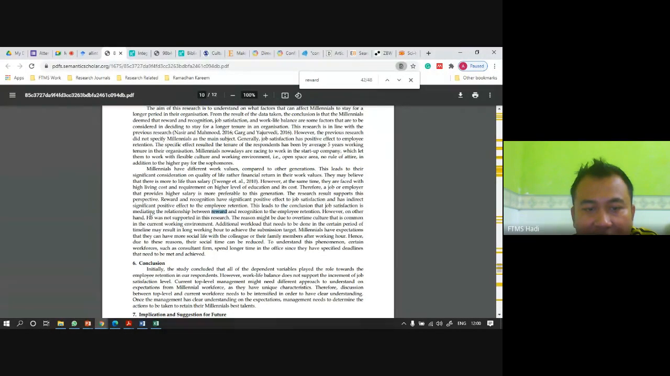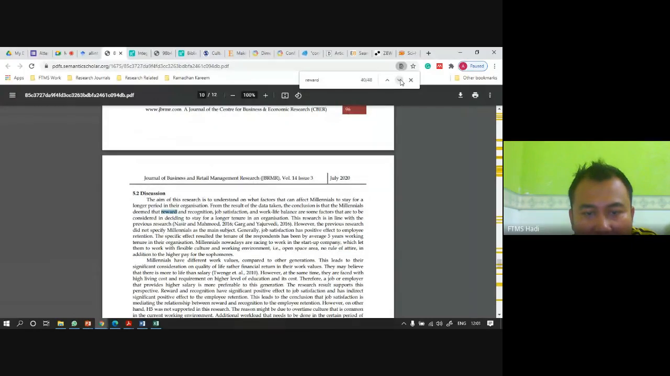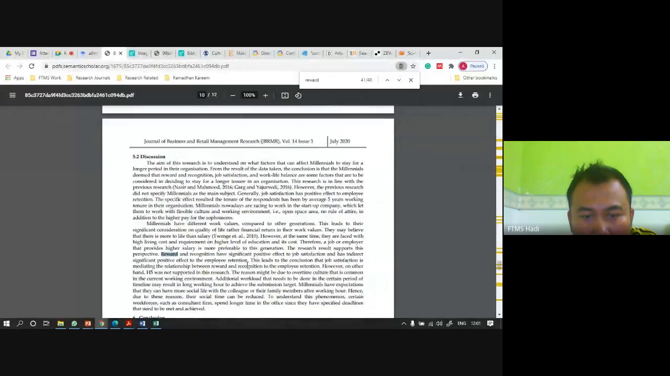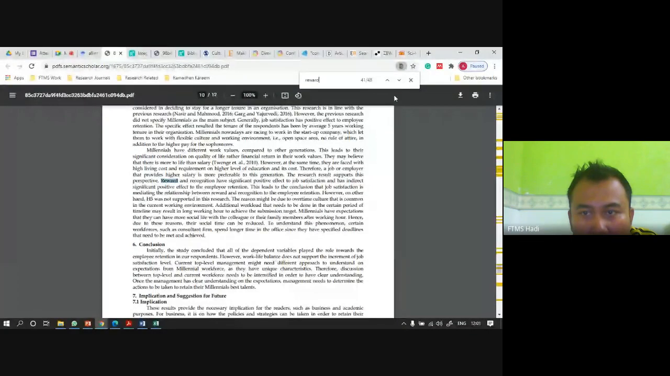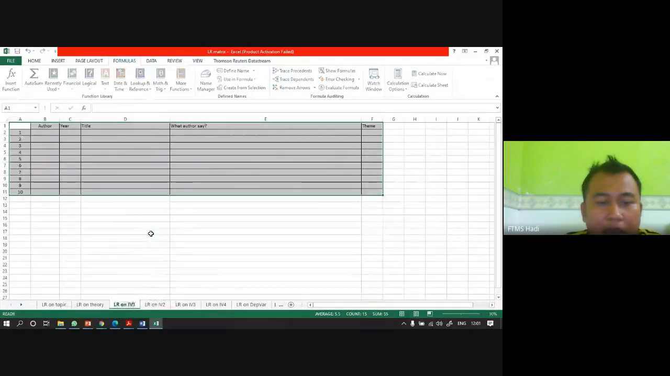All right, job satisfaction is mediating the relationship between reward and recognition. This might be the overtime culture. Let's have a look at the discussion. The reason might be due to overtime culture that is common in the working environment. So there is a mediating relationship. So in this one, you just change the name in your LR to reward.